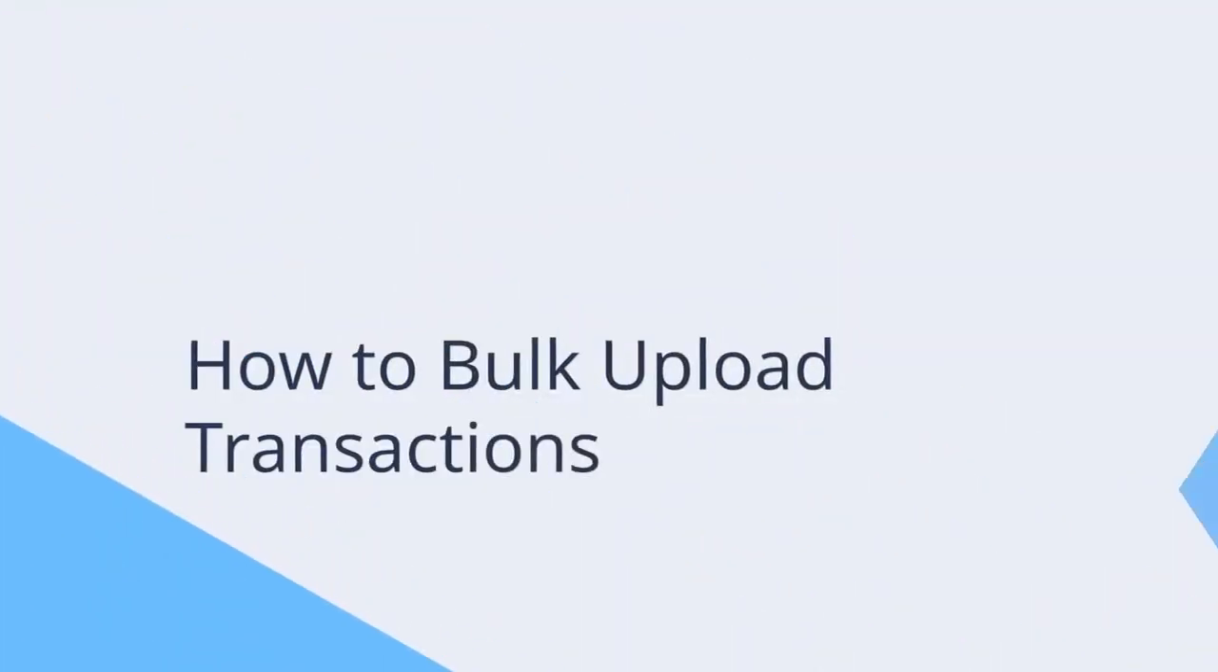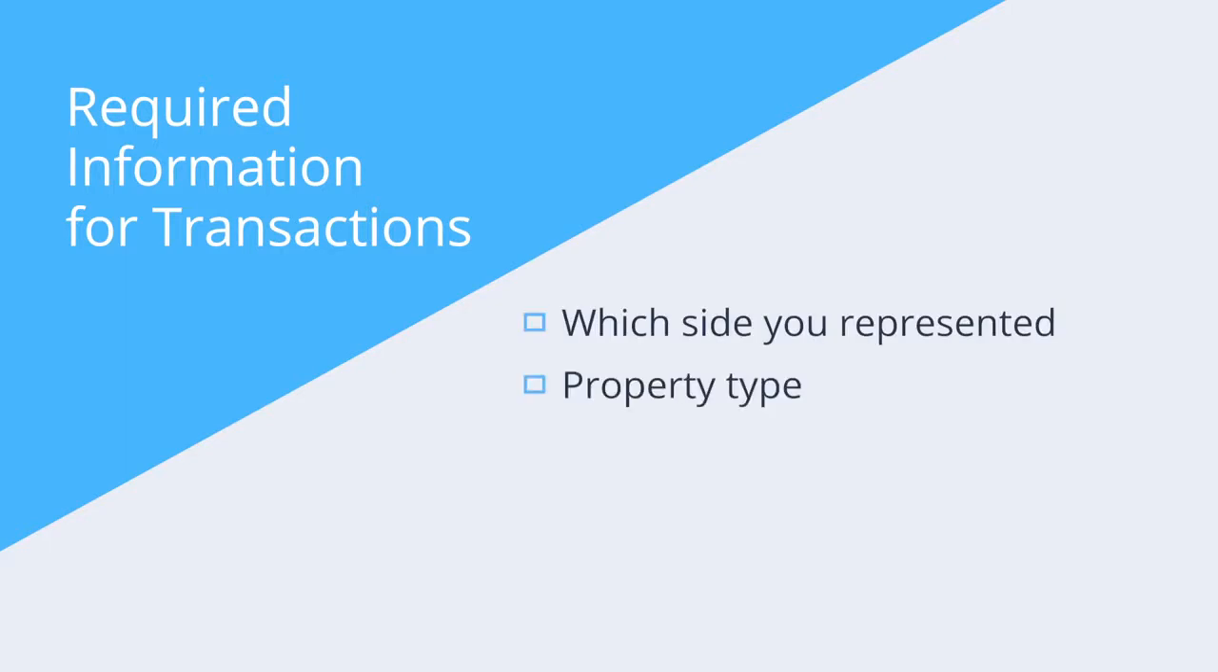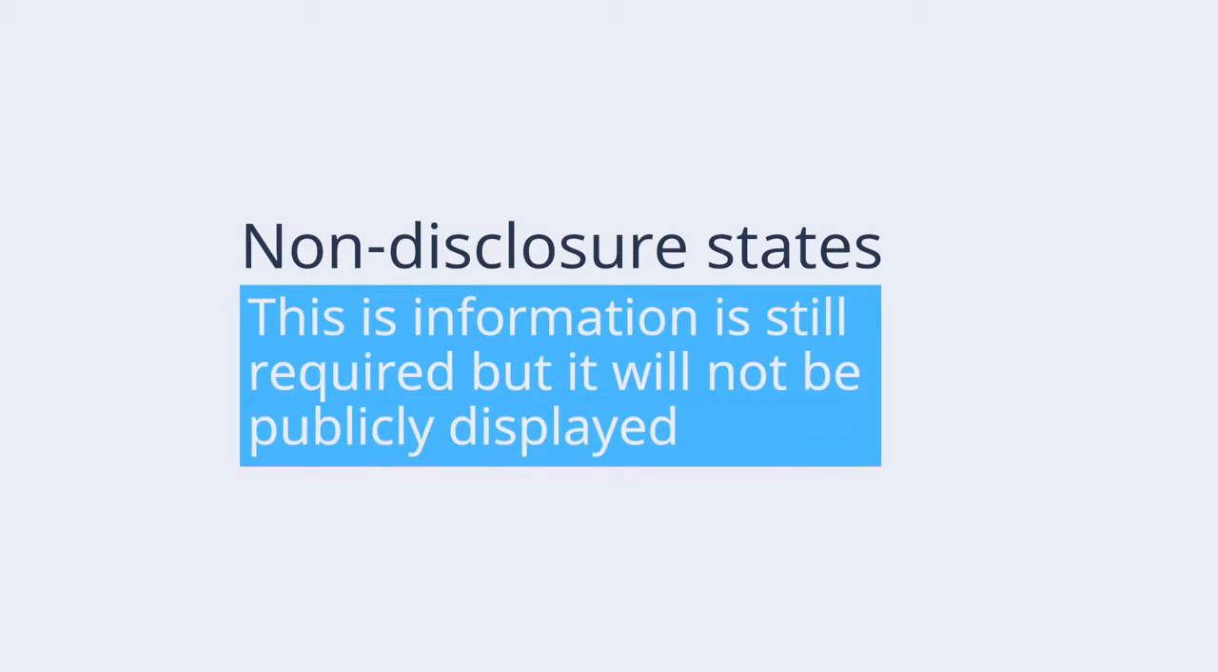Now let's look at how to bulk upload transactions. To get started, you will need to gather the required information. Each transaction requires the following details: which side of the transaction you represented, property type, full property address, original listing date and price, and selling date and price. Keep in mind, if you are licensed in a non-disclosure state, this information is still required but will not be publicly displayed.